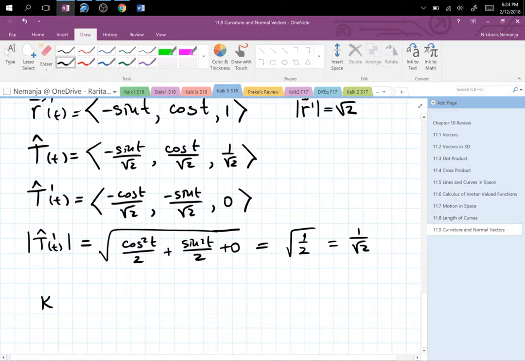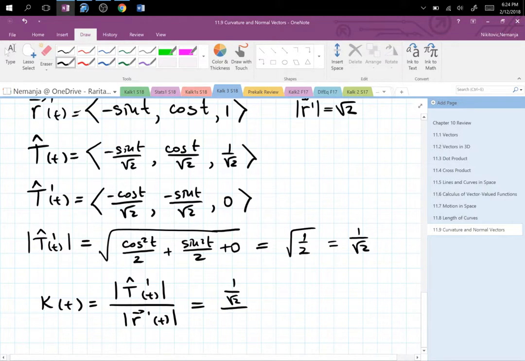And the curvature is defined as the derivative of the unit tangent vector divided by the speed. So we have 1 over root 2 divided by root 2, which is 1/2, right? Are we all agreeing on this?